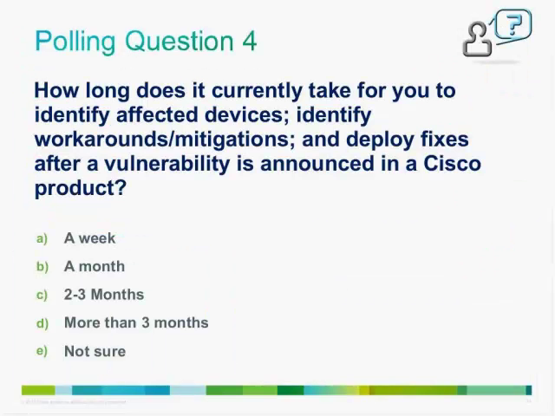But before we move on, I would like to pass it over to Dan, and we will ask you one last question. So, Dan? Thank you, Omar. All right, let's get to our fourth polling question. How long does it currently take for you to identify affected devices, identify workarounds or mitigations, and deploy fixes after a vulnerability is announced in a Cisco product? Is it A, a week, B, a month, C, 2 to 3 months, D, more than 3 months, or E, not sure? Go ahead and answer on the right side.